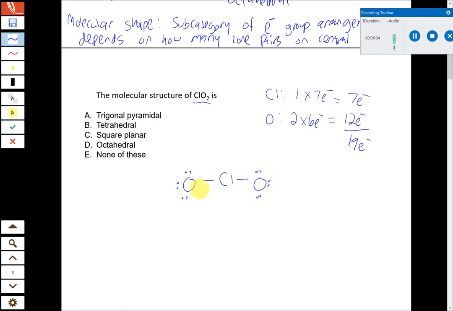All right, so that's what we have. And then now what we've done is we've used 2 × 8, which is 16 electrons. We have 3 left, and those are going to all go in the center atom. So we're going to pair 2 of them, and we're going to have 1 that's unpaired.